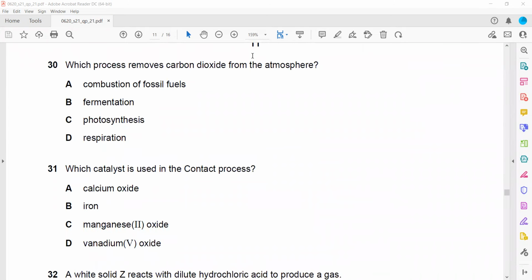Question 30, which process removes carbon dioxide from the atmosphere? So how is carbon dioxide removed from our atmosphere? Combustion releases carbon dioxide, so it does not remove carbon dioxide. Fermentation: a glucose or sugar solution in the presence of yeast, which contains enzymes, forms alcohol and carbon dioxide. So that also increases the carbon dioxide.